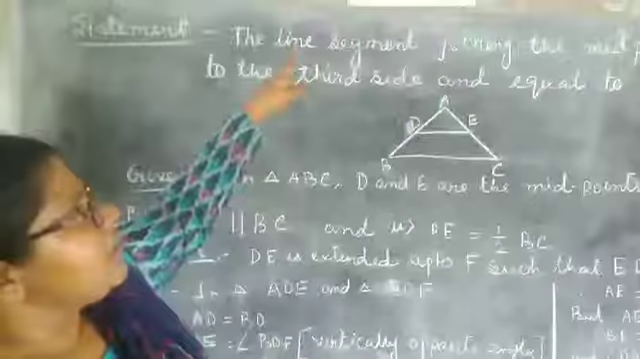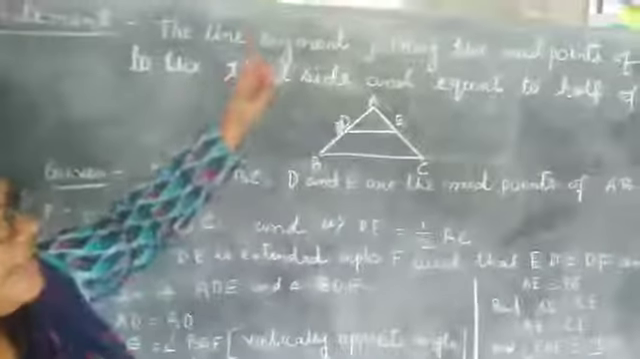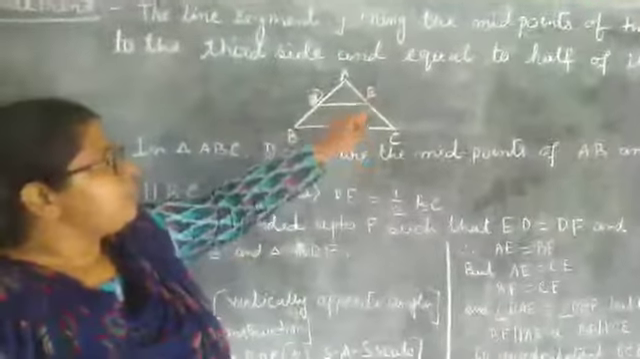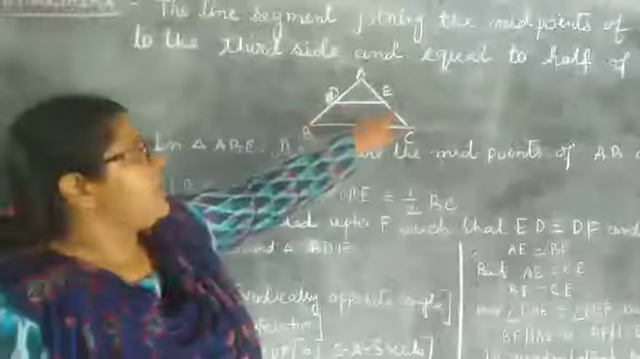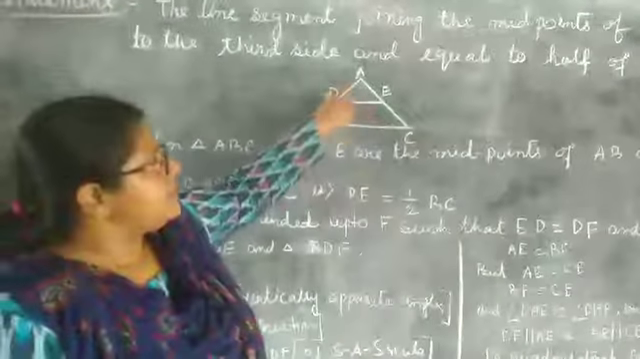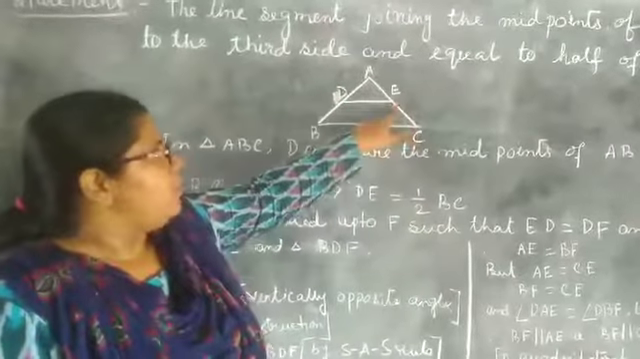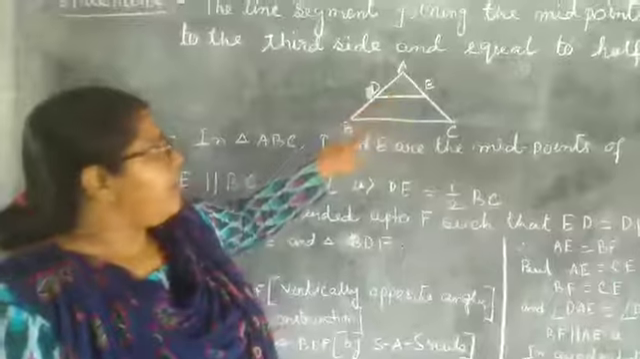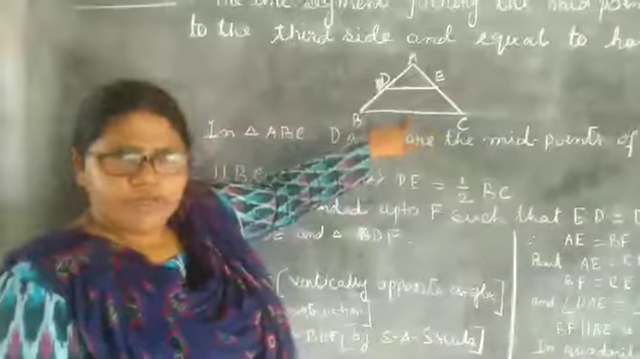You only write this line. Then what is given? Midpoints of two sides of a triangle. So first we have drawn triangle ABC and two midpoints, suppose D and E. D is the midpoint of AB and E is the midpoint of AC. We have to prove this line segment DE is parallel to BC and half of BC.